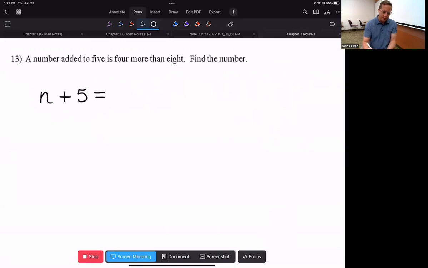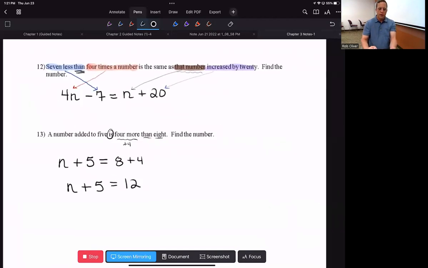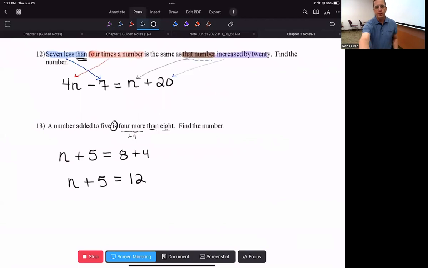Is means equals, and 4 more means plus 4, then 8. So you have 8 plus 4. So it's really n plus 5 equals 12. All right, so that concludes lesson 3.2 in your guided notes.